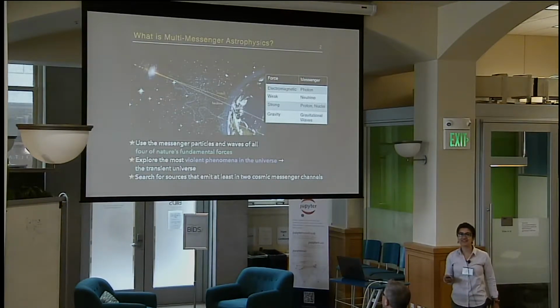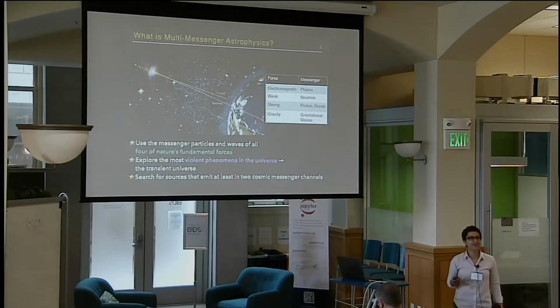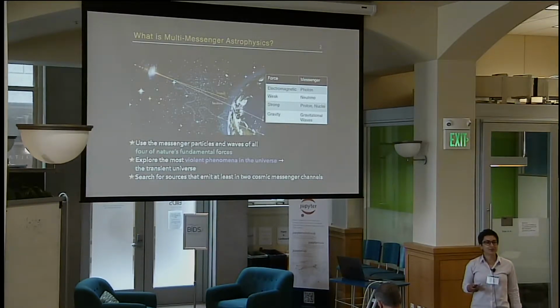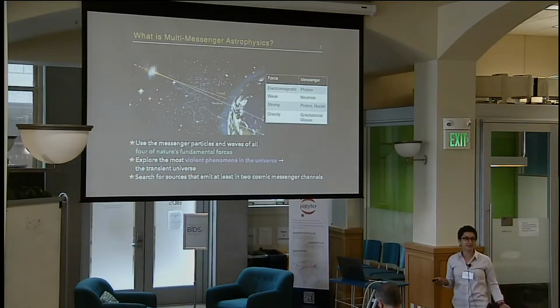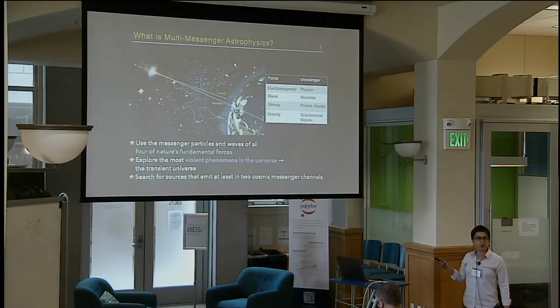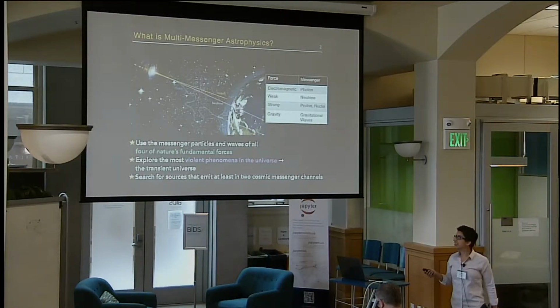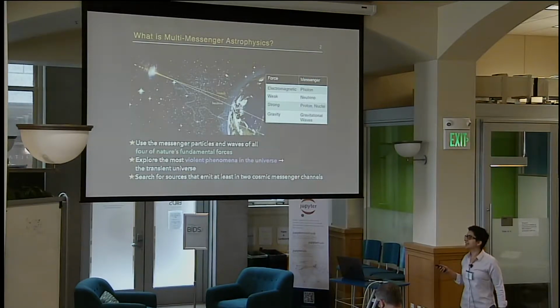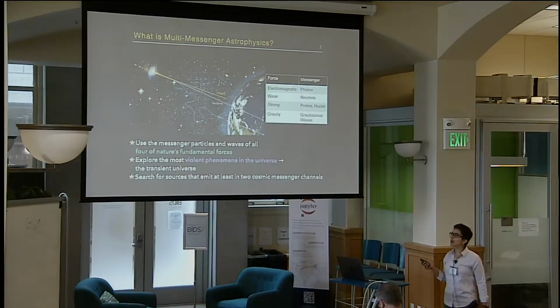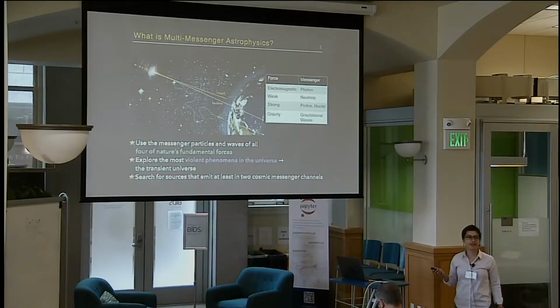So it's basically using the four fundamental forces of nature in order to study the astrophysical sources and transient universe, or basically the most violent phenomena in the universe. So these forces are electromagnetic, weak, strong, and gravity. So we actually search for these sources that emit at least in 2 cosmic messenger channels. It doesn't have to be all the cosmic messengers.